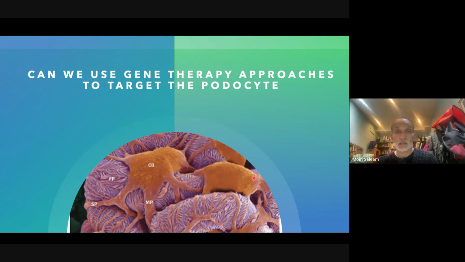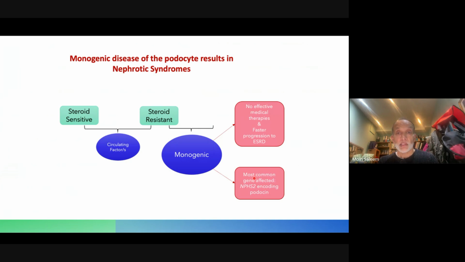So the key question was, can we use some of these gene therapy approaches to target the podocyte? As I've said, the podocyte is the key cell within the glomerulus, and the glomerulus is the key to most kidney diseases. So these are some of the different ways you can get nephrotic syndrome, some different insults, if you like. And some types of nephrotic syndrome are immune mediated, and these are so-called steroid sensitive, and they're thought to be caused by immune mediated circulating factors.